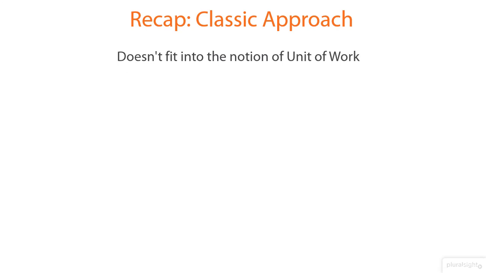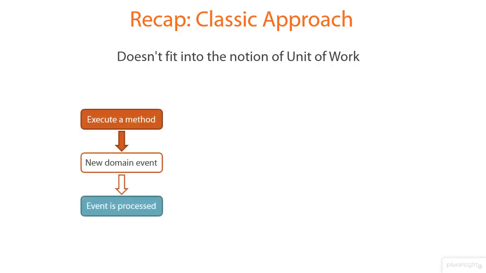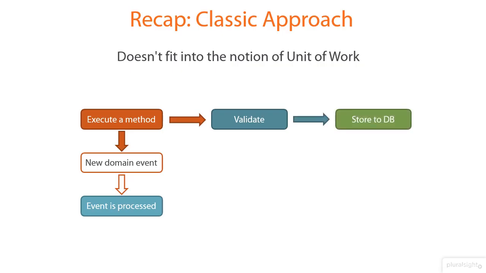The second drawback is that such implementation doesn't fit into the notion of unit of work. This is best expressed with an example. Let's say that we start a business operation. It first executes a method which results in a domain event, employs some validations next, and finally saves everything into the database. The happy path in this case works fine. An event is produced, the subscribers successfully consume it, all validations pass, and all data is persisted.